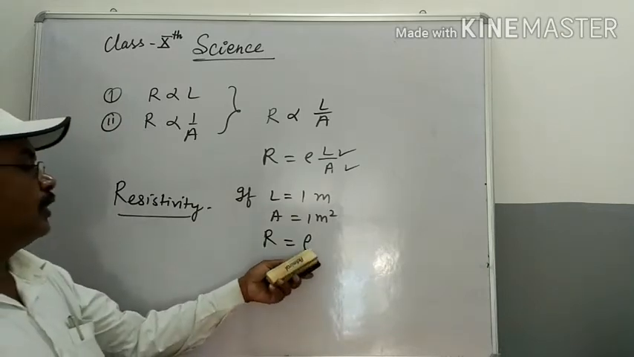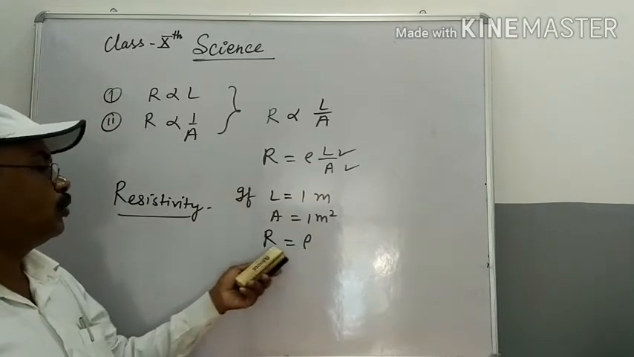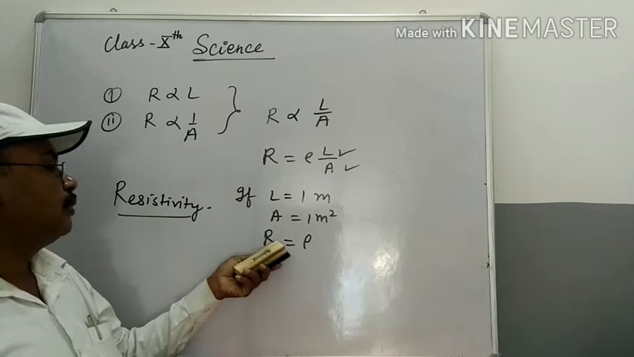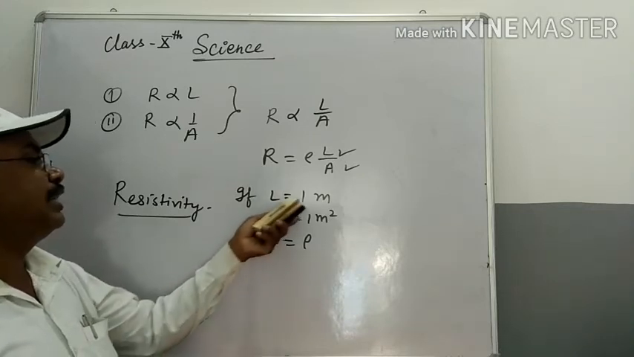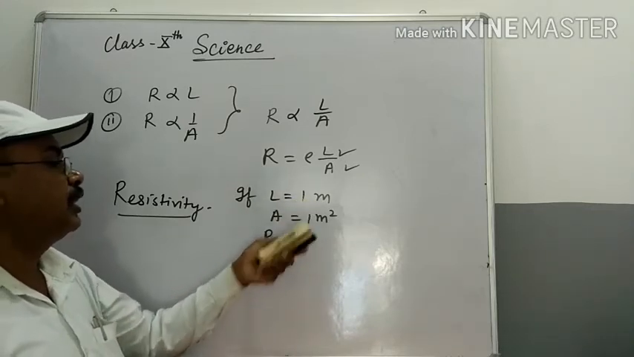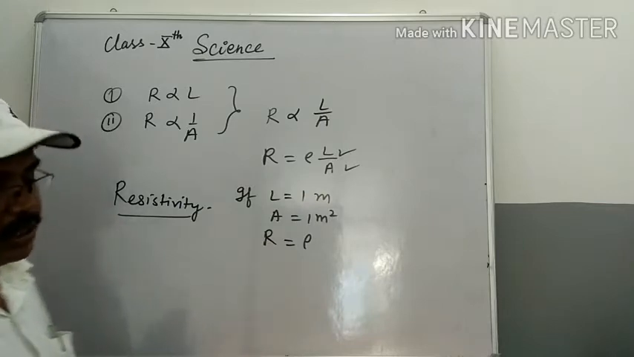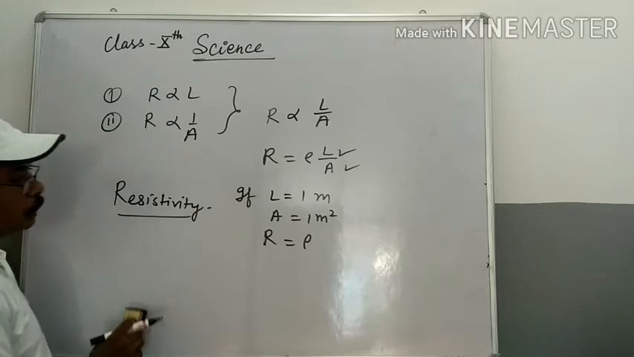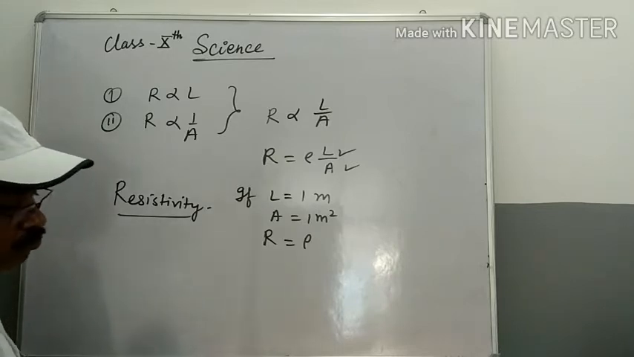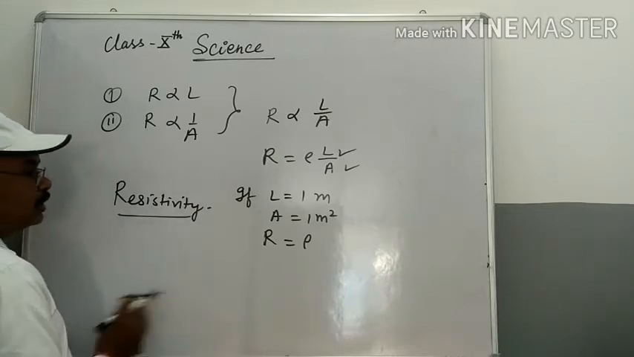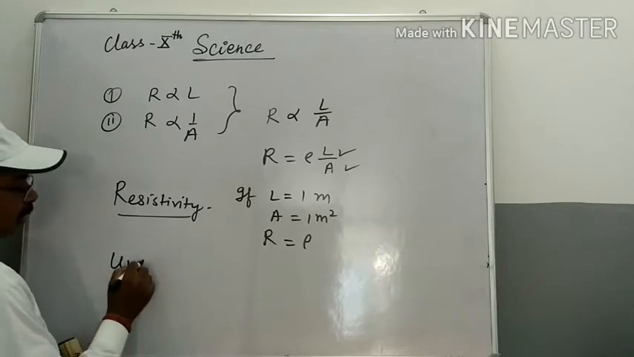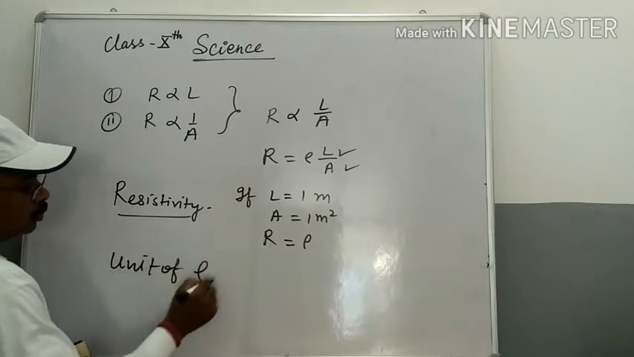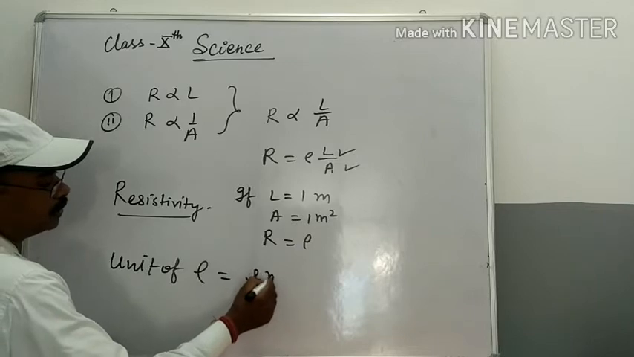Resistivity of a conductor, rho, is equal to the resistance of a conductor whose length is 1 meter and cross-sectional area is 1 square meter. Now students, the unit of resistivity, the unit of rho, is ohm meter.